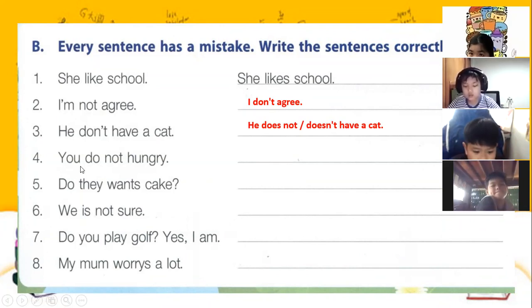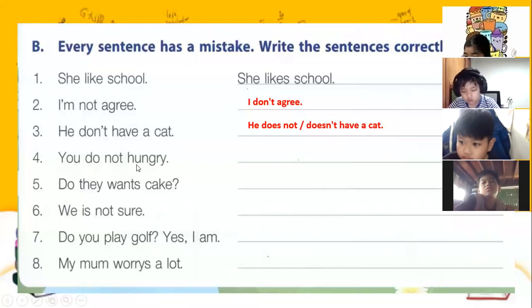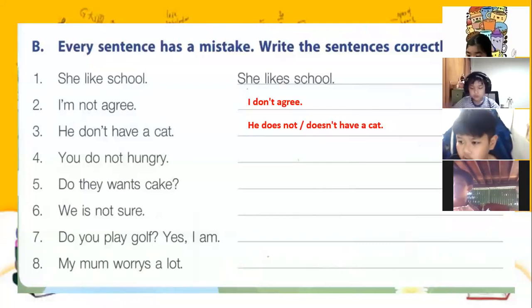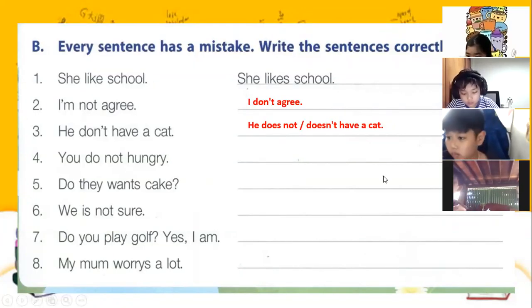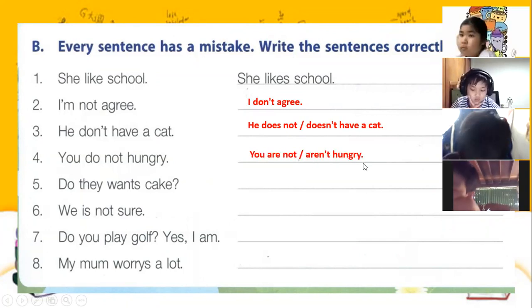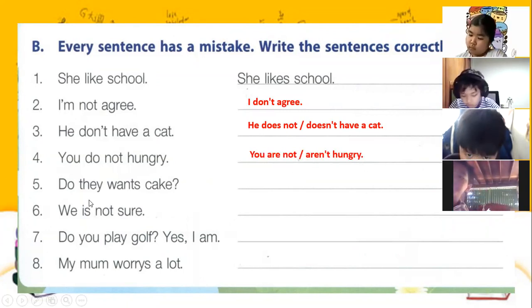Okay. Now, you do not hungry. You do not hungry. If you're asking, you are hungry. You are hungry. And the negative will be you are not hungry. You are, right?